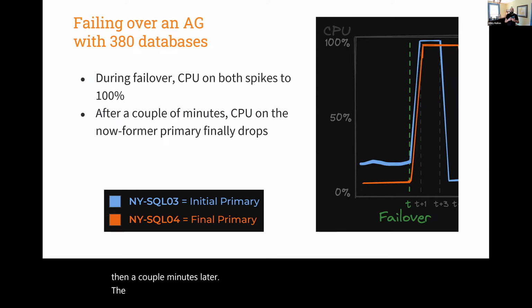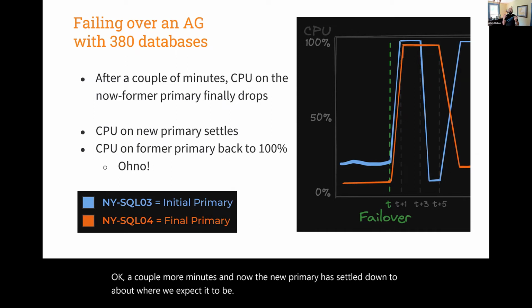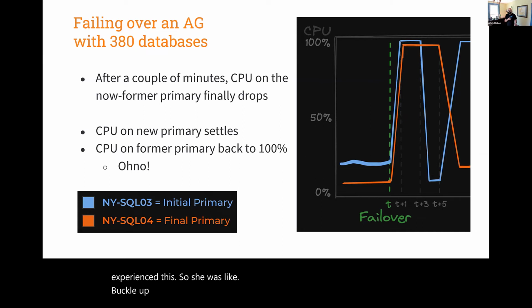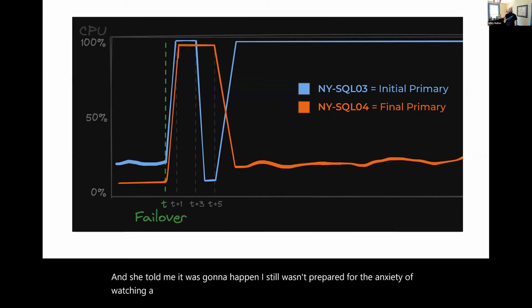the CPU on the former primary, that initial primary, drops back down. Sigh of relief. But the new primary is still pegged at 100%. Okay, a couple more minutes, and now the new primary has settled down to about where we expect it to be. Oh no, the former primary is back at 100%. Now, the first time I did a failover after I joined Stack, Taryn had already experienced this. So she was like, buckle up, Buttercup. This is going to be a ride. And she told me what was going to happen. I still wasn't prepared for the anxiety of watching a server where your CPU graph looks like this.